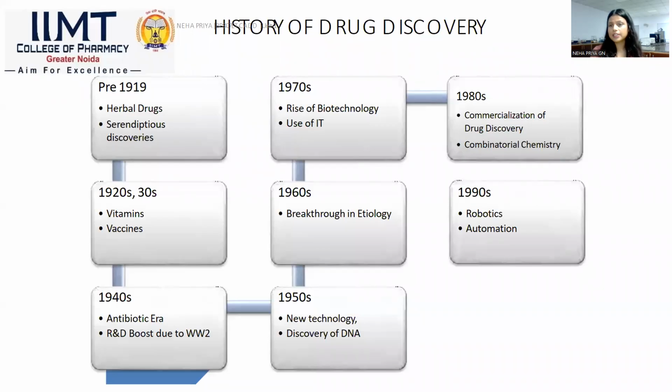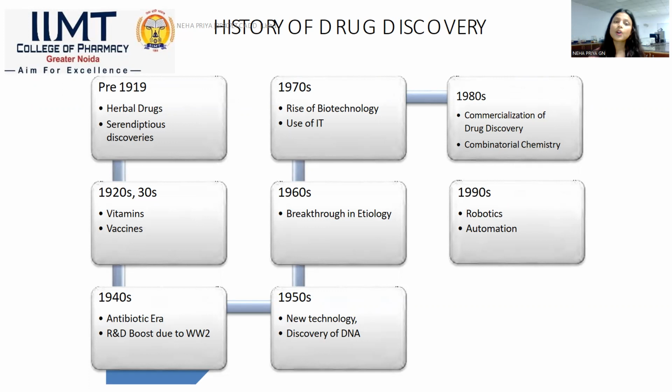So, the history of drug discovery. Basically, in pre-1919, the only thing that happened was we were just identifying drugs. We were just knowing that this drug can be used in the treatment of a certain disease. Only herbal drugs were identified, and we were more towards serendipity. Basically, what does serendipity mean? It means nasib, luck. If I am using a drug to cure a certain disease, if we were lucky, then the disease was cured. If we were not, then we moved to the next drug.